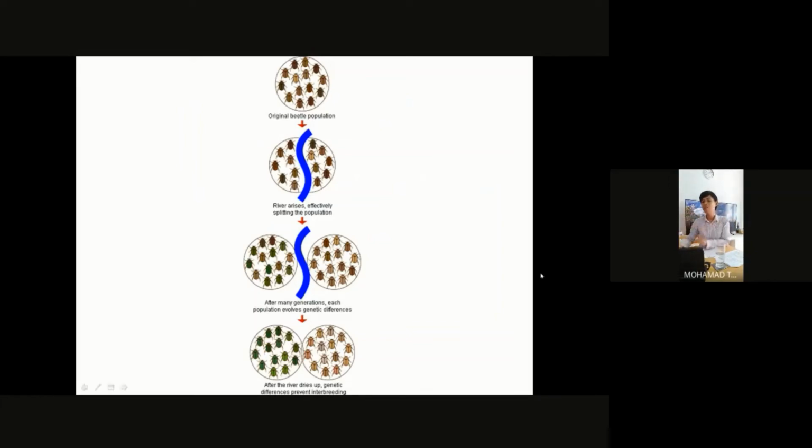So let's begin. Let's look here. This is the original beetle population, just like humans, with variations in skin color. That's how it is for beetles as well. So this is the original beetle population with variation in colors. Climate change can suddenly result in the formation of geographical barriers.